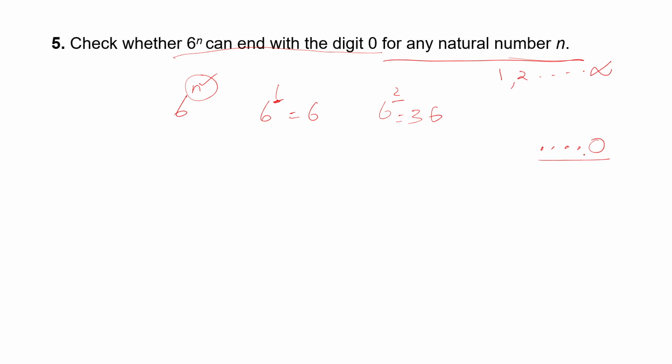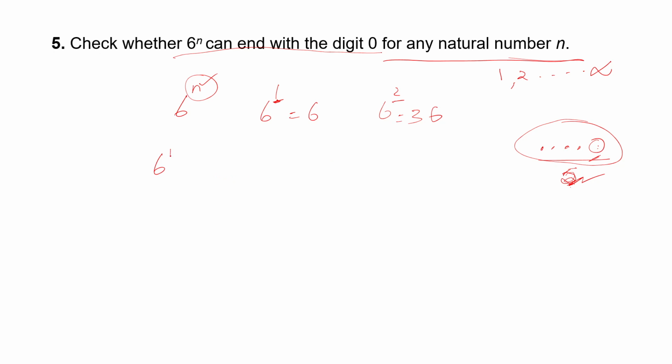If a number ends with 0, then it is obviously divisible by which prime number? 5. So whenever a number ends with 0, it is divisible by 5. That means one of the factors should be 5, right? So this is vice versa. See here, if a number ends with 0, then it is divisible by 5. So that means that number should have 5 as one of the factors. Then only it will end with 0 and be divisible by 5.